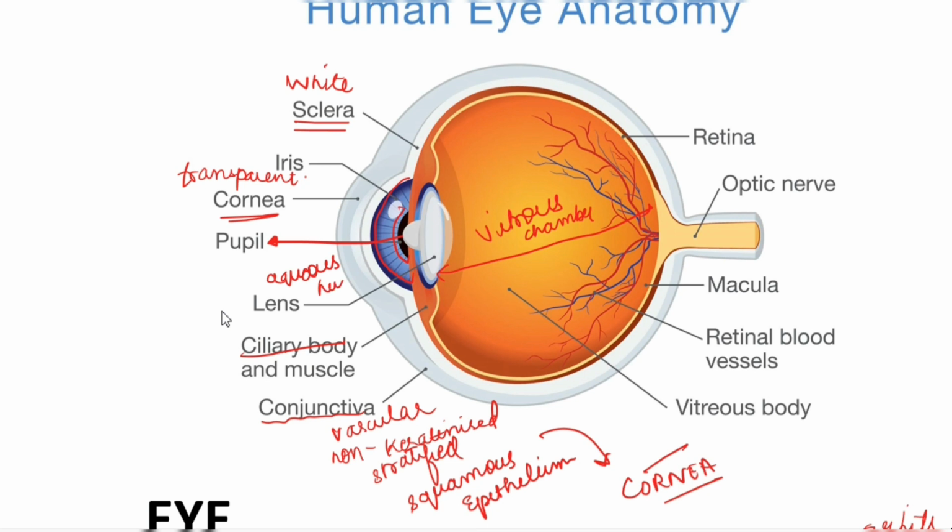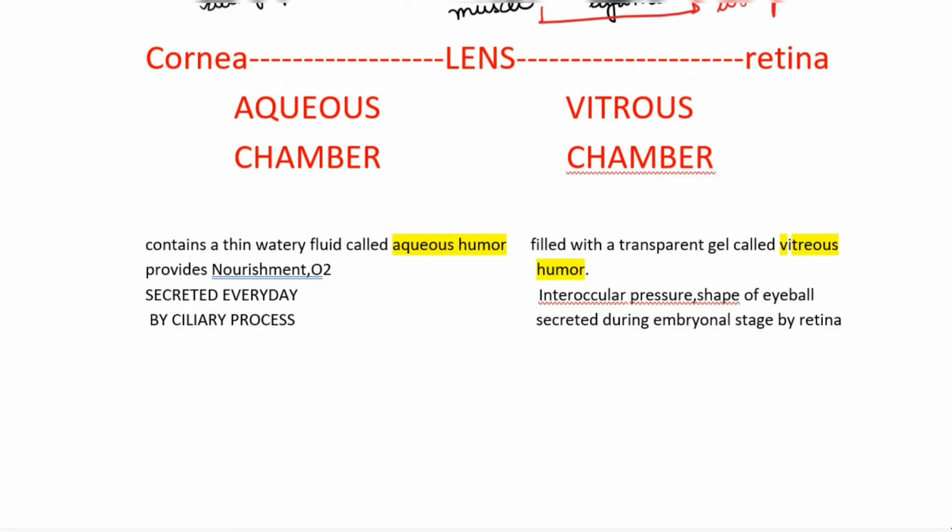Recollect, the aqueous humor is a thin watery fluid. So what is the function of aqueous humor? Aqueous humor provides nourishment and oxygen. And who secretes aqueous humor? It is the ciliary process. Yes, it is secreted every day by the ciliary process.